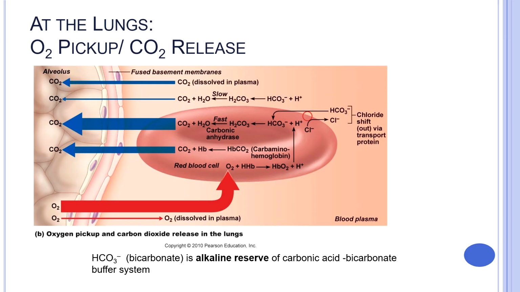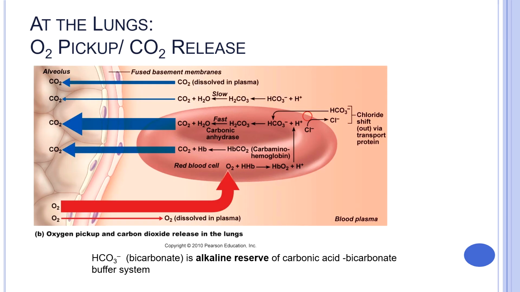Now, remember we talked about this formula here and the actions of carbonic acid, and you can see it moving slowly when it's in the plasma from bicarbonate back to carbonic acid and then over to carbon dioxide and water, which then the carbon dioxide can move out of the blood.